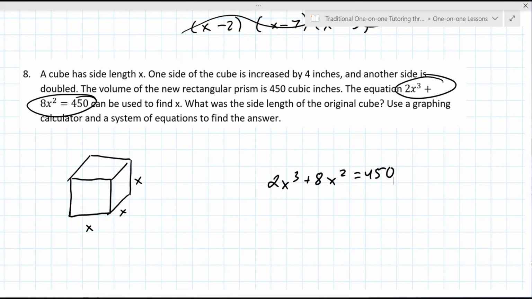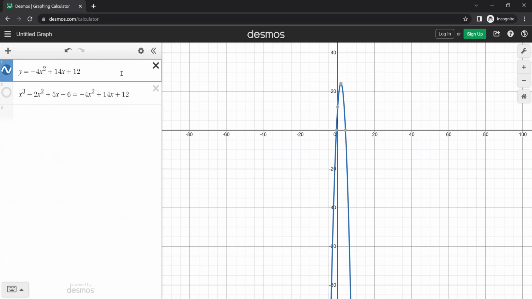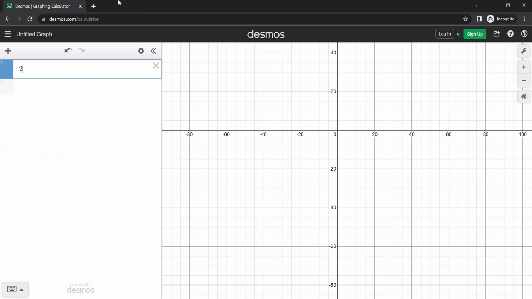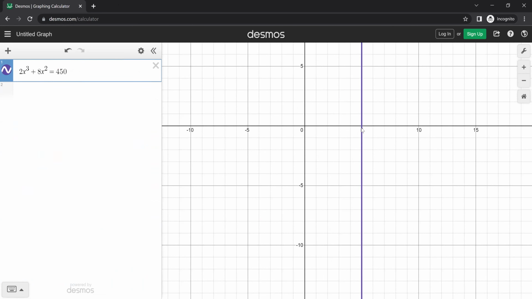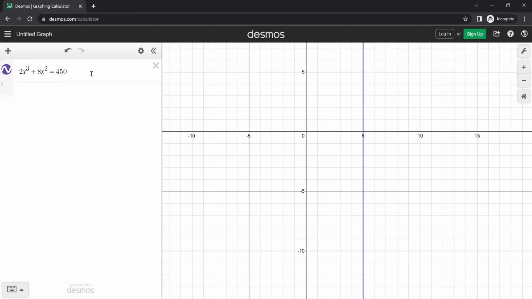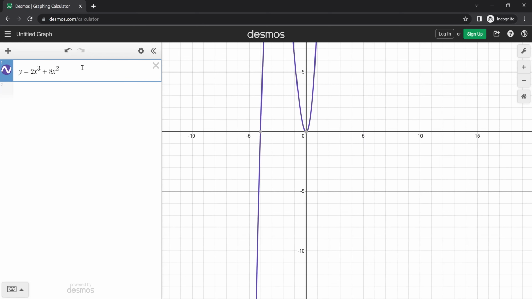So let me share that graphing calculator Desmos again. And this time I'm just going to type, you can clear these out with the X. You can literally just type in what's there, 2x cubed plus 8x squared equals 450. And that gives you the answer, like wherever this crosses is the answer. And it looks like it's 5. Now, if you don't like that, you can make y equal to this, y equal to 450.